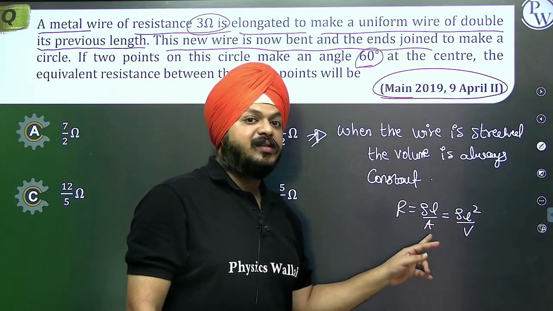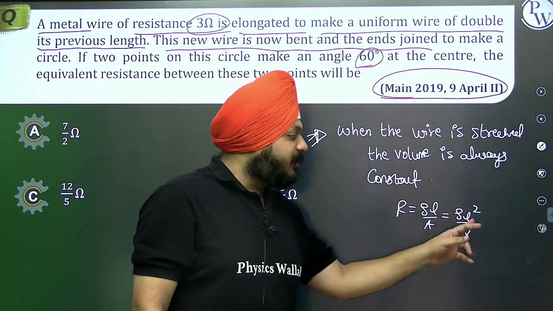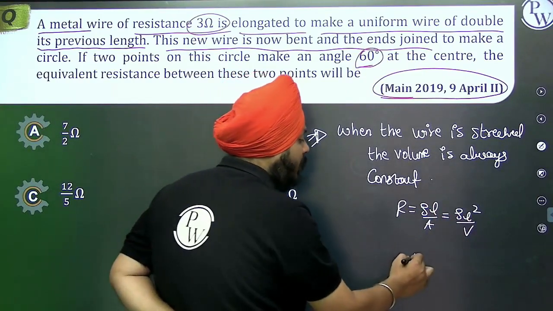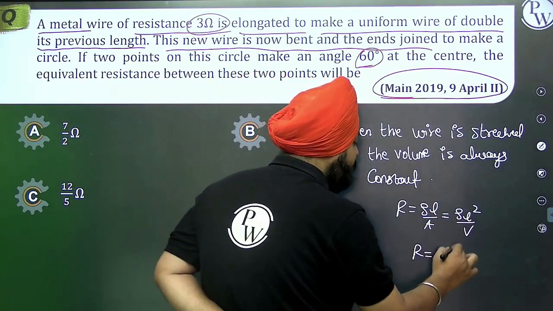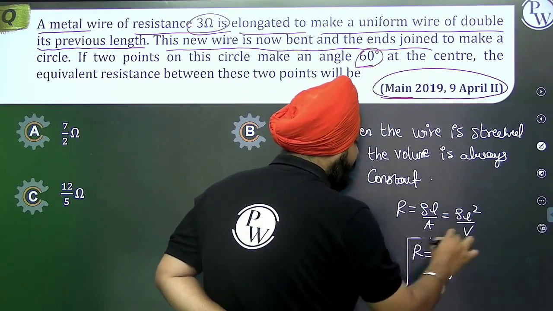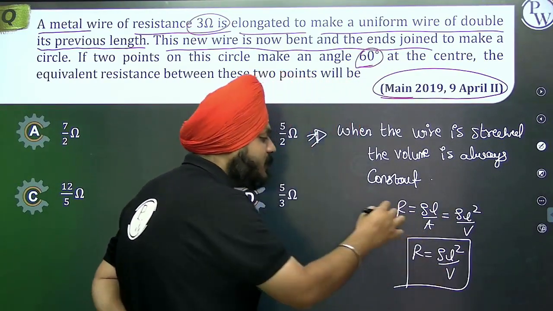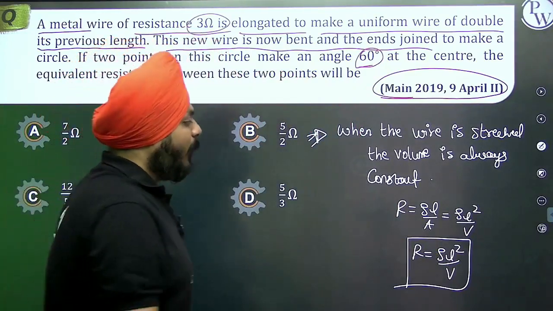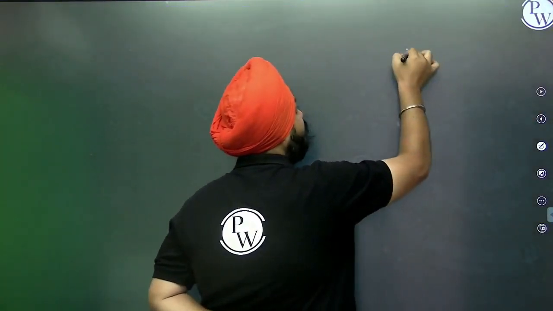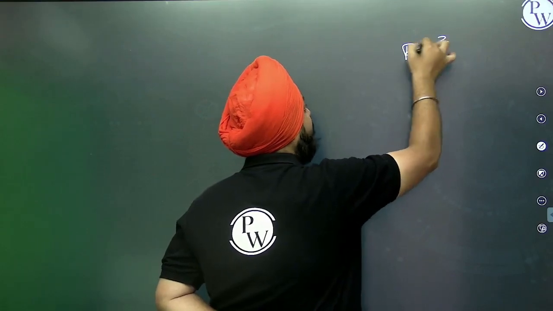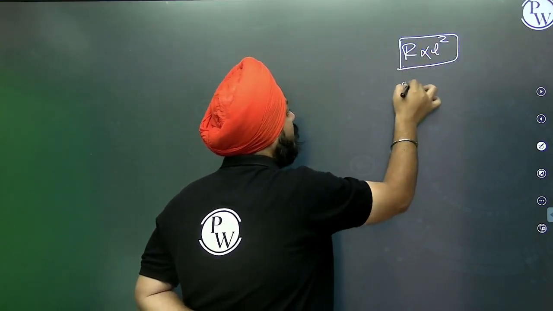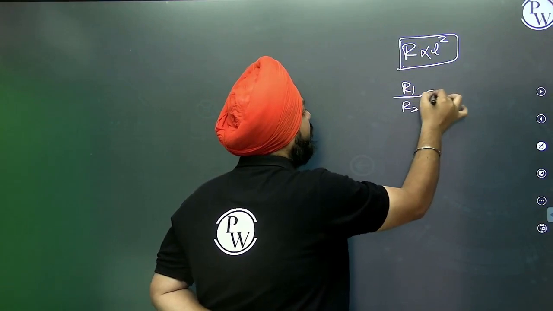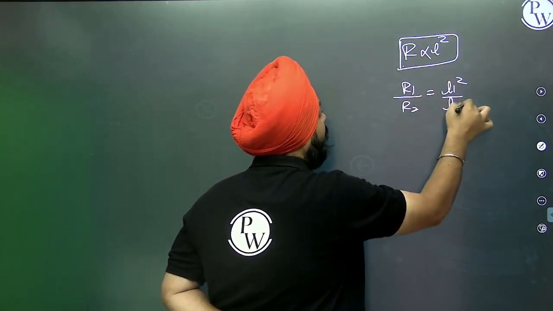But in this equation, if you are following the equation of the resistance, R is equal to rho L square by V, in which the volume is constant, rho is constant, and the length is what changes. So I can say that from this equation, R is directly proportional to L square. So R1 by R2 is equal to L1 square by L2 square.